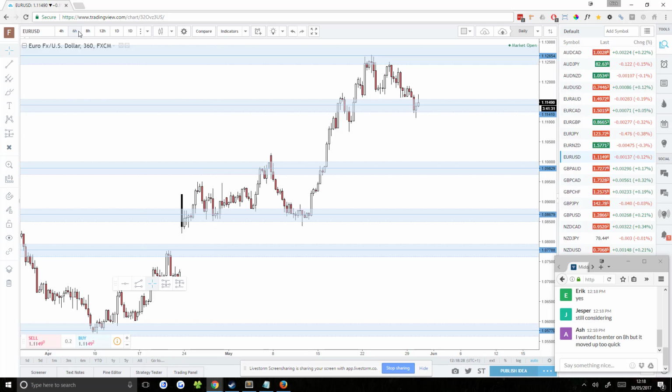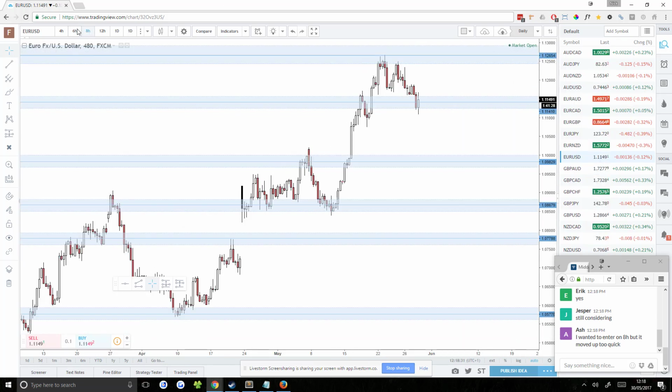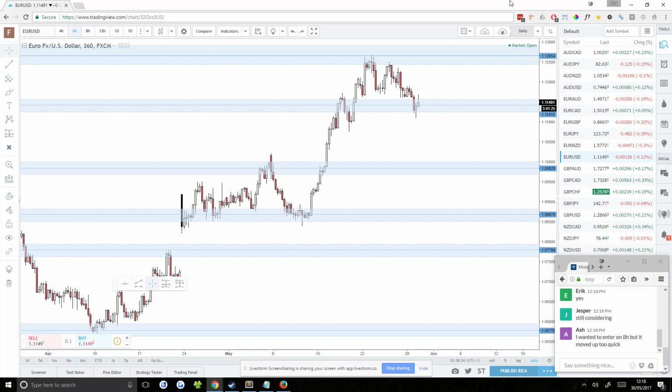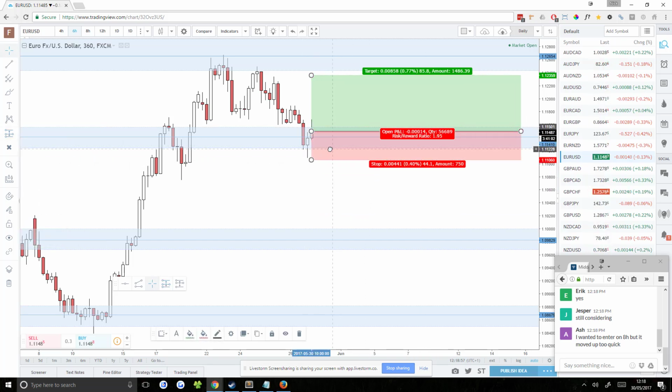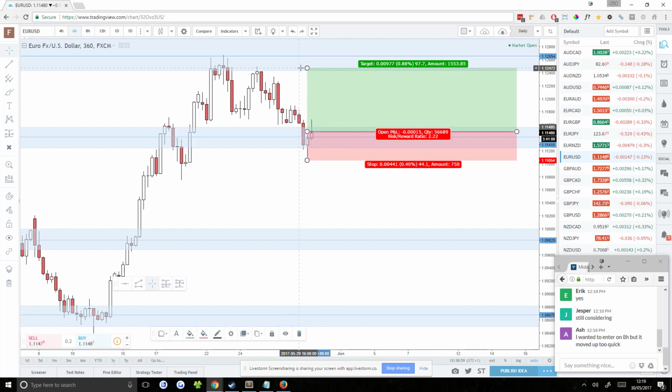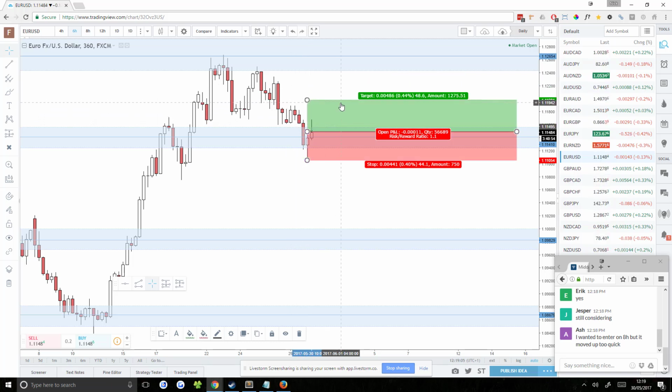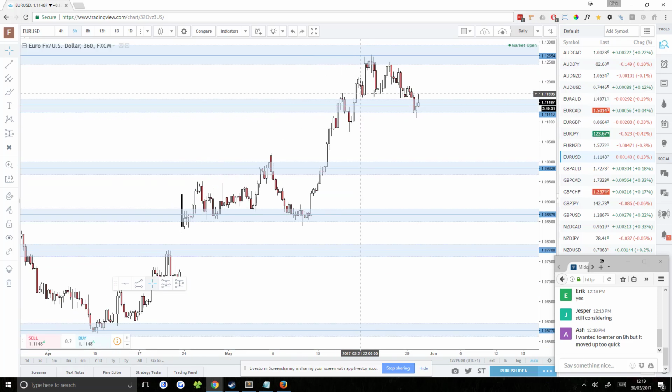Ash, you wanted to enter on the 8-hour, but it moved up too quick. Yeah, I see what you mean. I was looking at it and I was considering it. I was thinking maybe it might be worth entering, but I looked to the left and this is just so messy, all through here. And the risk reward ratio was just not that appealing anyway. We got 2.2 at the next resistance area, but with all this mess to get through, I didn't like it. I just didn't really see it as a great setup.